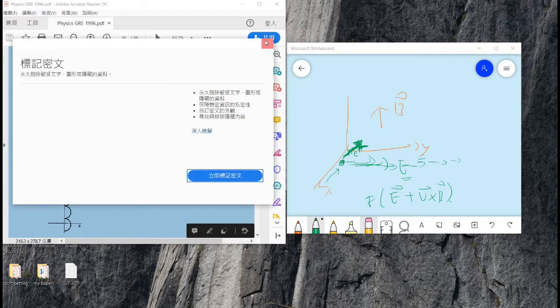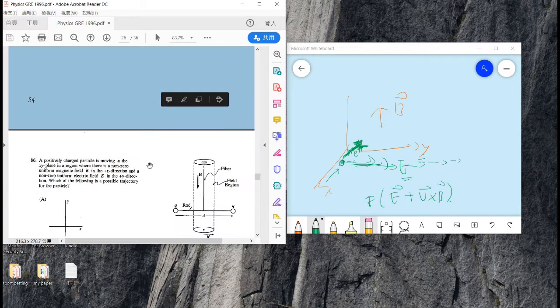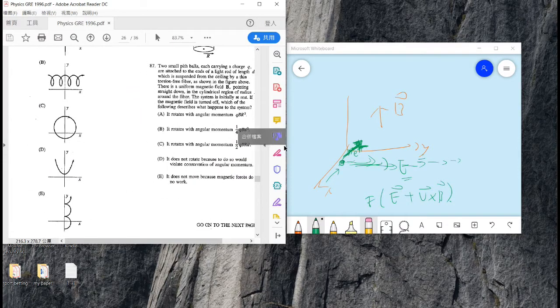But there's a magnetic field, right? So it should have some other trajectory. So the only remaining is E. The only remaining is E.